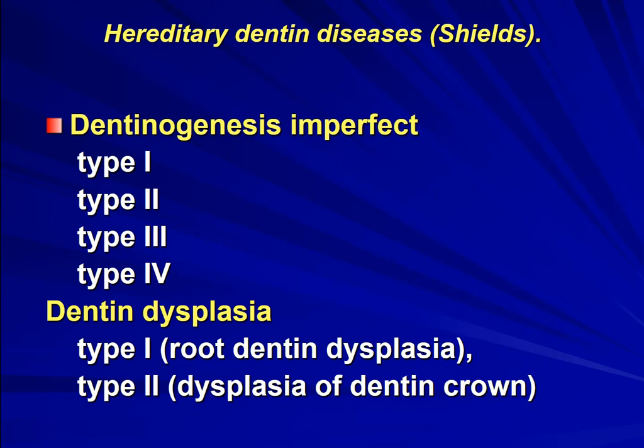Hereditary dentin diseases. Dentinogenesis imperfecta is divided into 4 types. Dentin dysplasia is likewise divided into 2 types. Type first, root dentin dysplasia. Type second, dysplasia of dentin crowns.